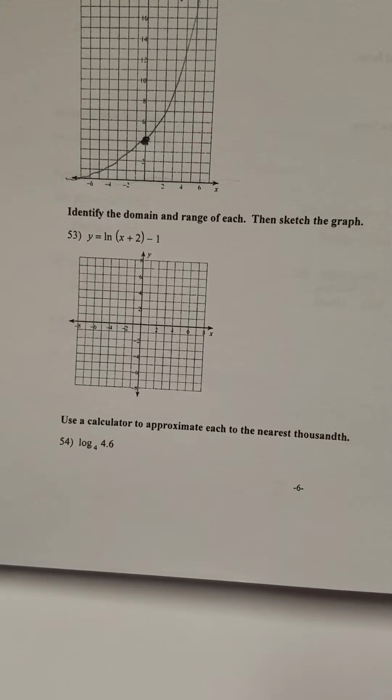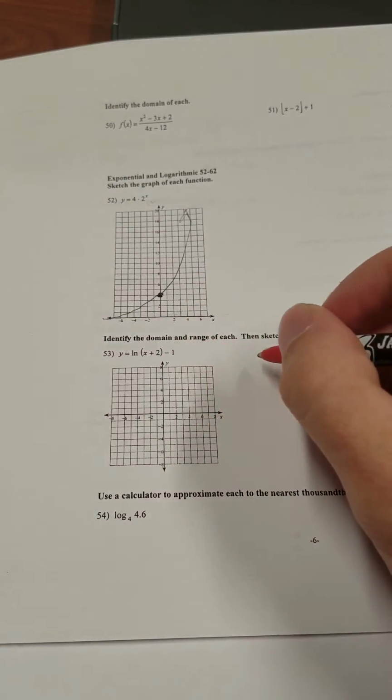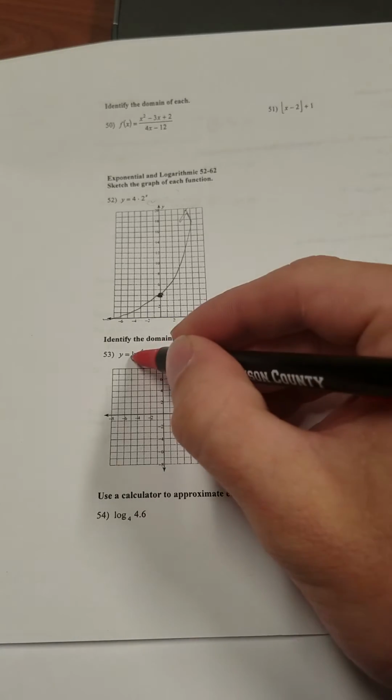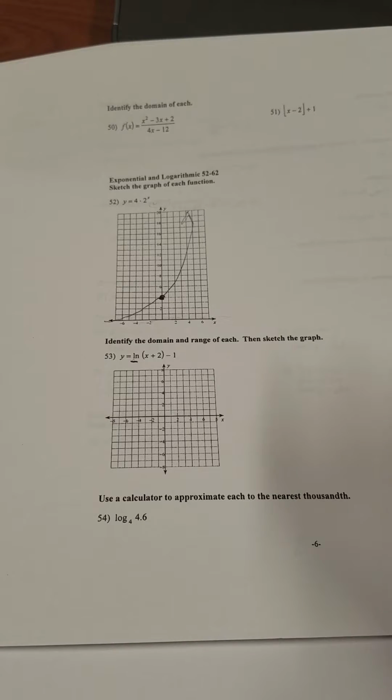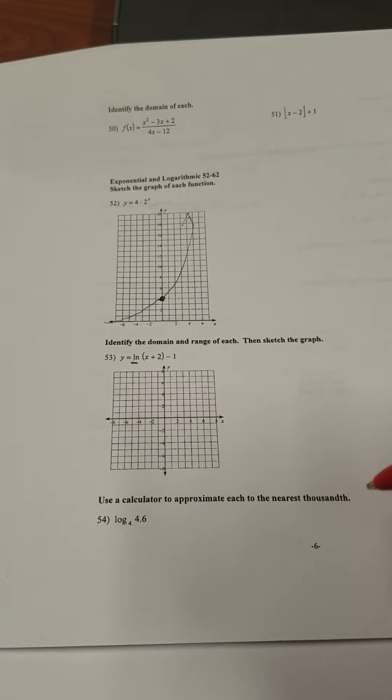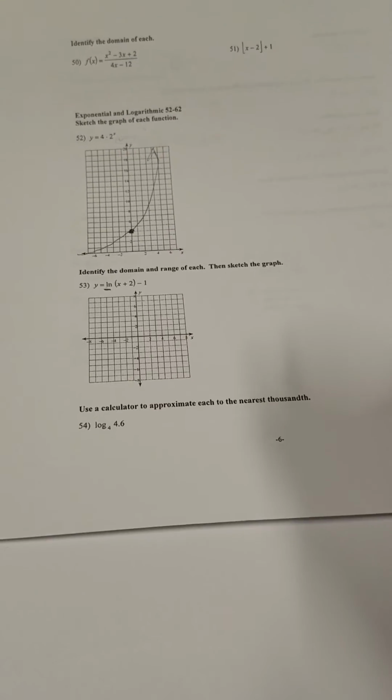53, it says identify the domain and range, and then sketch the graph. Remember, this is the one that you have to flip. But if it says natural log, you can type it into the calculator. So again, type that into the calculator and match them up. That's it. Don't make it more complicated than it is.